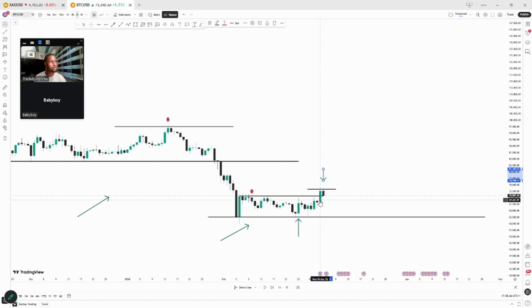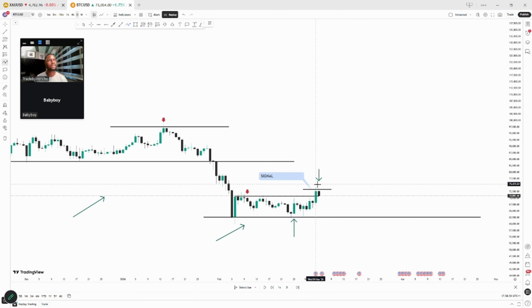Now don't forget, once you have your signal, now this is the signal. Once you have your signal, you want to wait for a confirmation. And the confirmation is something like this: a retest, and then back up again. You can see, so we are waiting for this thing to happen. Now we have a signal. We are waiting for the confirmation now.